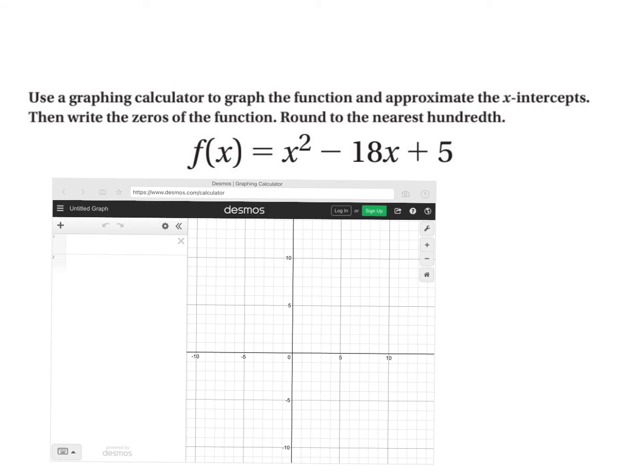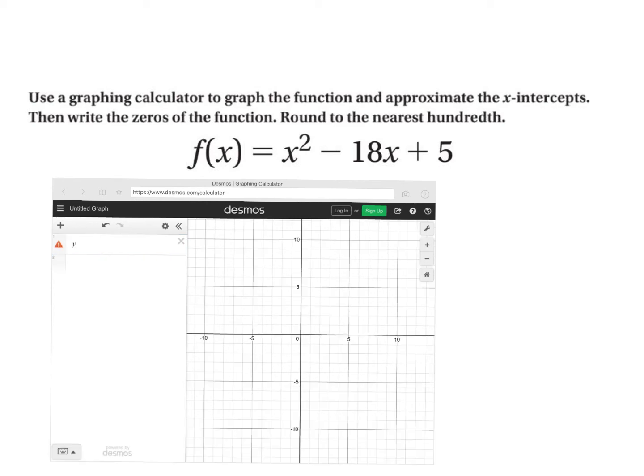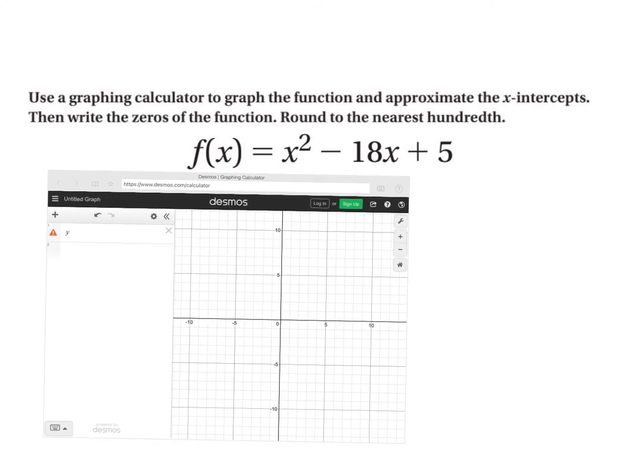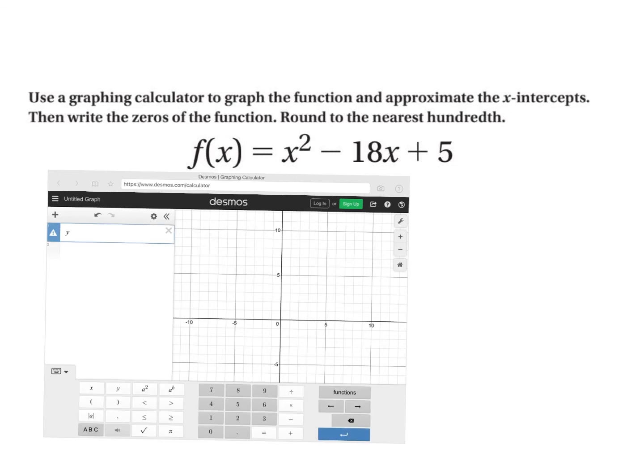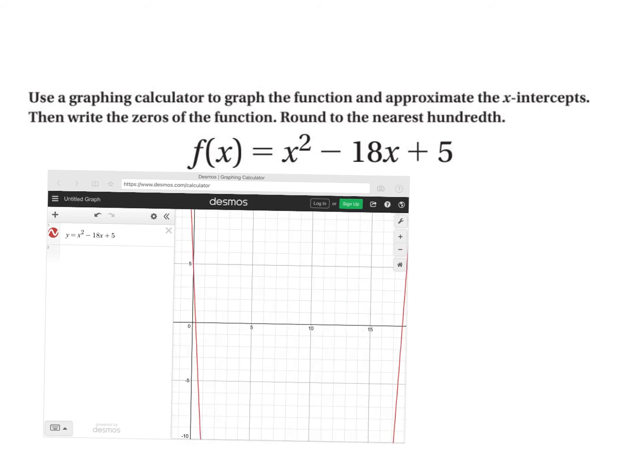All right, so here we're going to graph this on Desmos. When it says f of x, you can simply just graph y. I can't get to the sides here. Let me shift this over. Make it smaller. Here we go. Let's try that again. y equals x squared minus 18x plus 5. So of course this one is kind of off the graph, so we're going to have to zoom out a little bit and try to get it to fit the window.